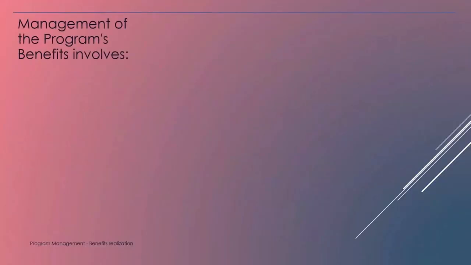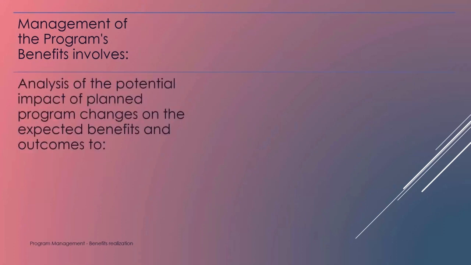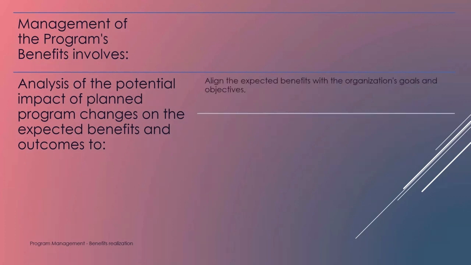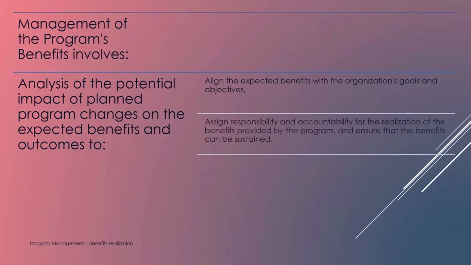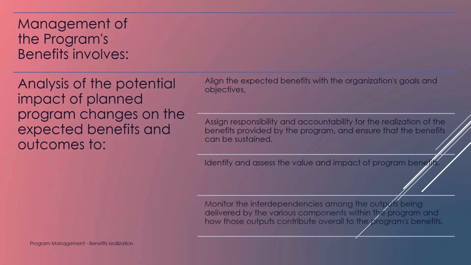Management of the program's benefits in order to constantly analyze the potential impact of planned program changes on the expected benefits and outcomes, align the expected benefits with the organization's goals and objectives, assign responsibility and accountability for the realization of the benefits provided by the program, and ensure that the benefits can be sustained. Identify and assess the value and impact of program benefits. Monitor the interdependencies among the outputs being delivered by the various components within the program and how those outputs contribute overall to the program's benefits.